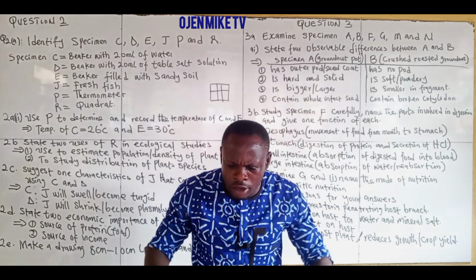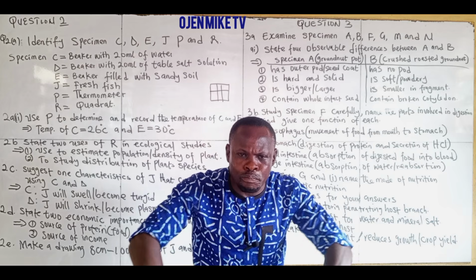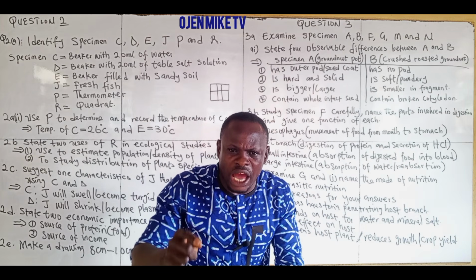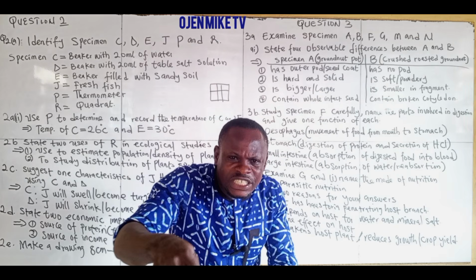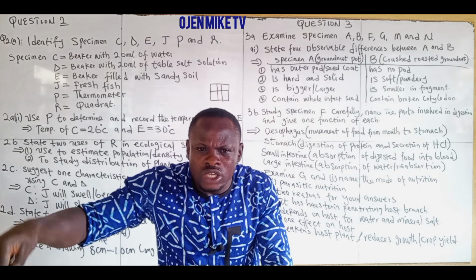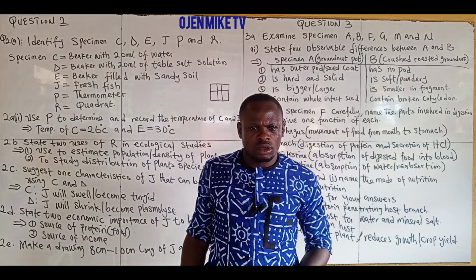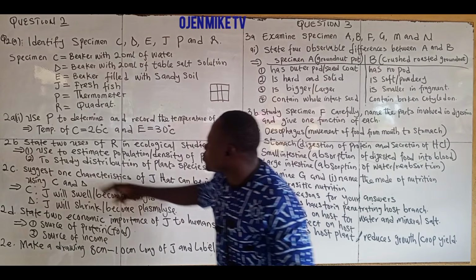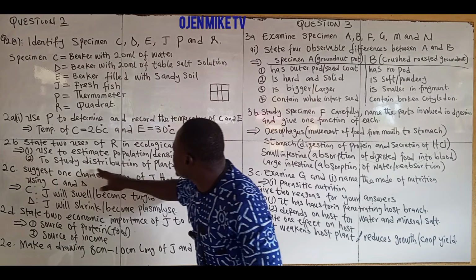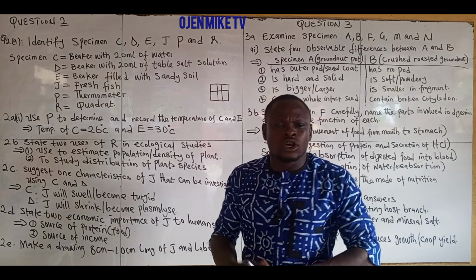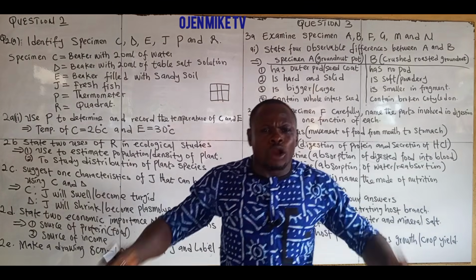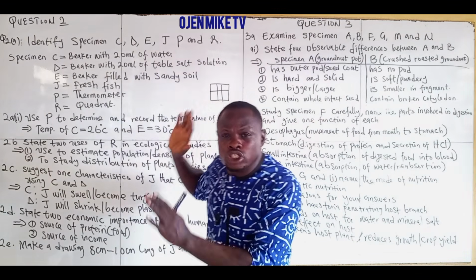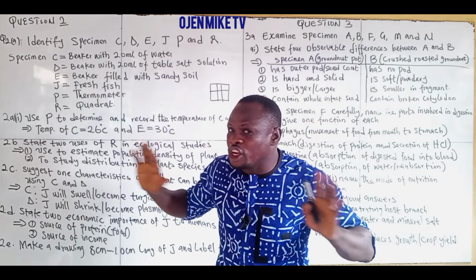What you are going to do is place your quadrat, and you now use your finger to count the number of stems in those grasses. Do you get that? That is what they use quadrat for. Number 2 is what? It is to study the distribution of plant species. To study the distribution of what? Plant species. That's what they want. So just make sure you study this question very, very well.